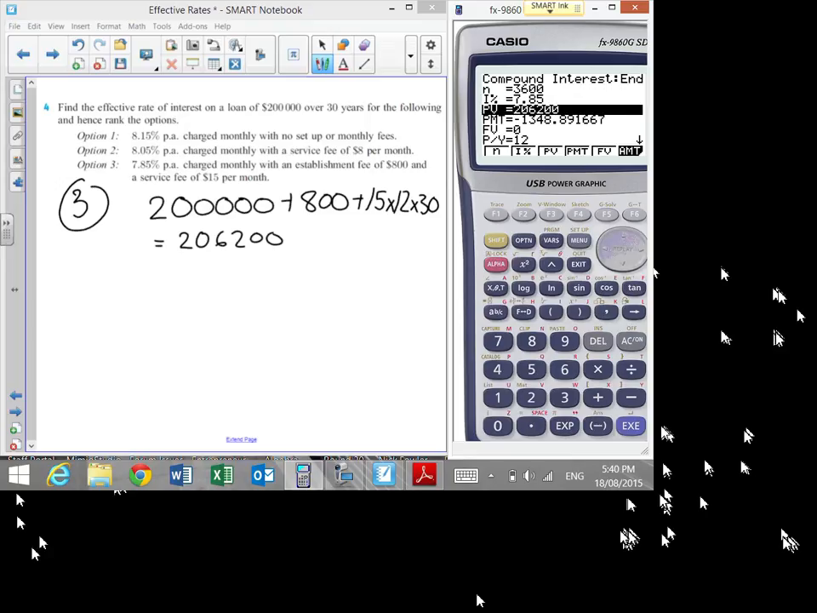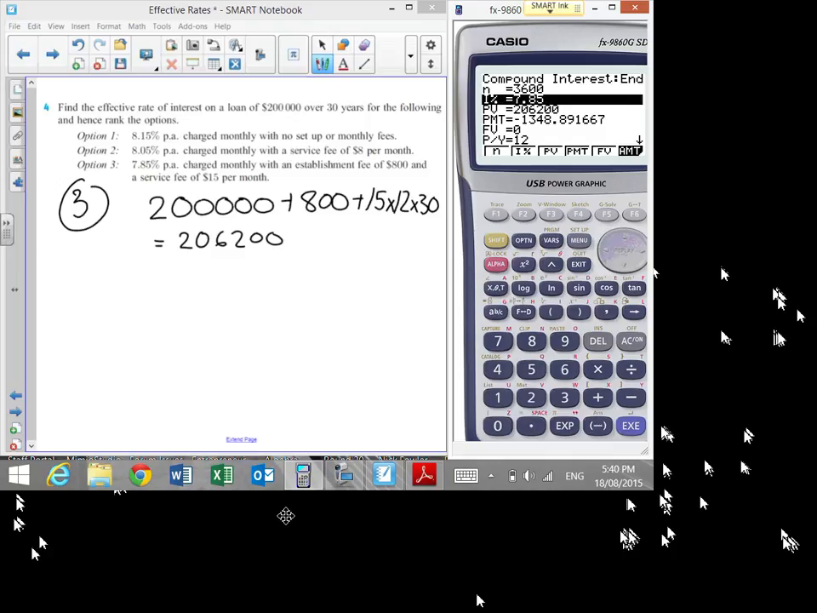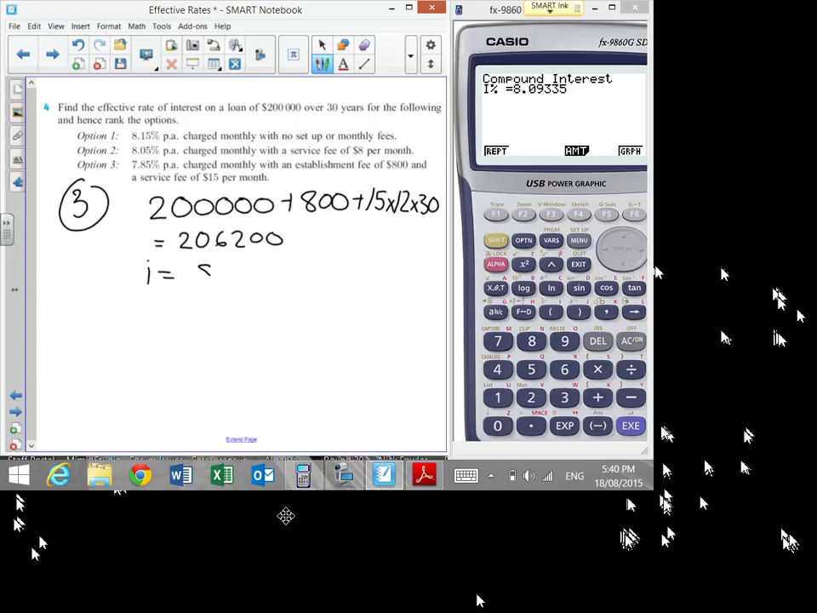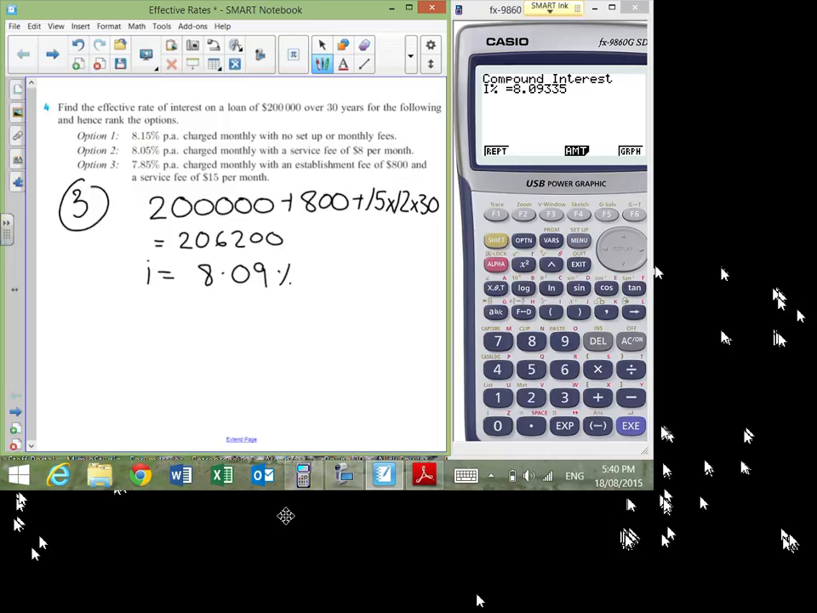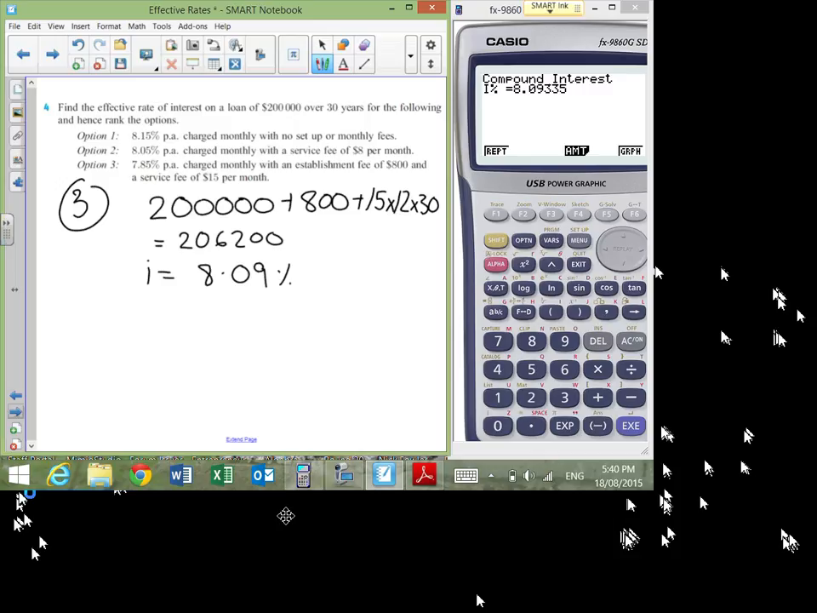Now I'm going to change back, like in step 3, changing back my PV to its original value, and then solving for I. So back to my calculator, my original value, well, in realistic terms, I'm only borrowing $200,000, and now I'm going to solve for I. And I can find that my I value is 8.09%. So I can see that I have my three rates, 8.15%, 8.17%, and 8.09%. So option 3 is your best option, even though initially you have to pay that extra $800 over the life of the loan. That will actually work out to be cheaper.